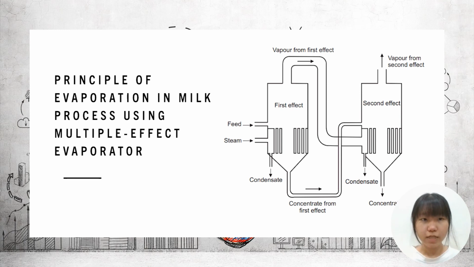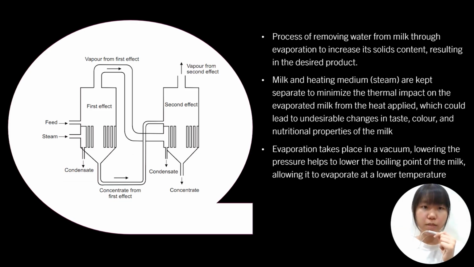Now, I will present the principle of evaporation in the milk process using a multi-effect evaporator. The principle of evaporation in milk production refers to the process of removing water from milk through evaporation to increase its solid content, resulting in the desired product.